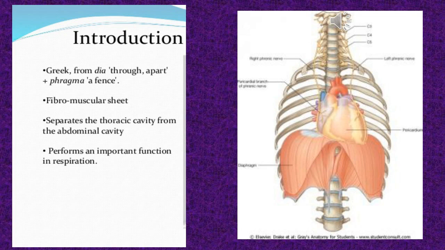The thoraco-abdominal diaphragm is a fibromuscular sheet. The muscle fibers are seen in the periphery and they arise from the thoracic outlet and are inserted into a central tendon. So this fibromuscular sheet separates the thoracic cavity from the abdominal cavity, and this is the chief muscle for respiration.